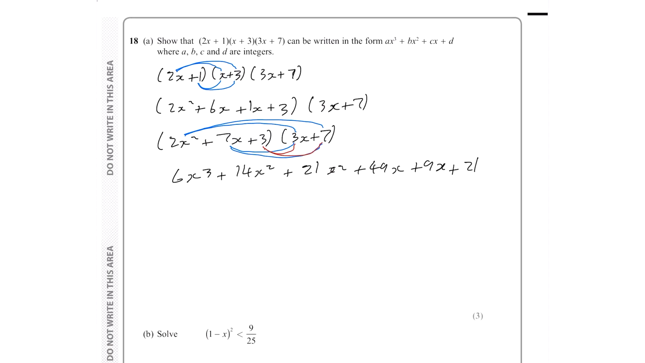And now it's the time to collect the like terms. So that and that are both x squared, that and that are both x. So that then becomes 6x cubed plus 35x squared plus 58x plus 21.